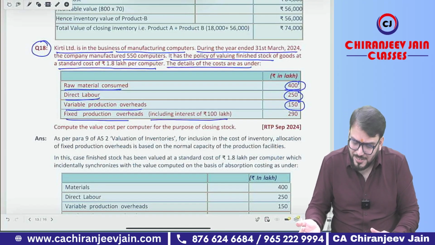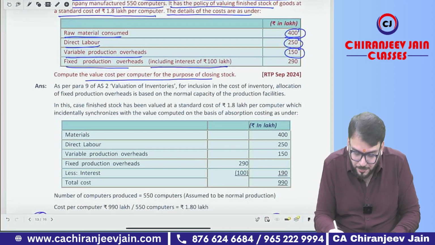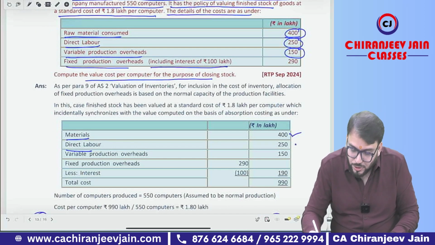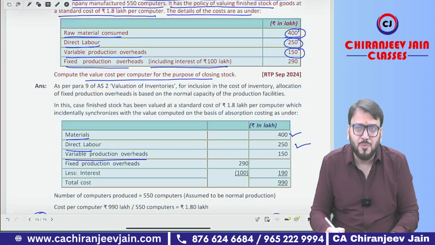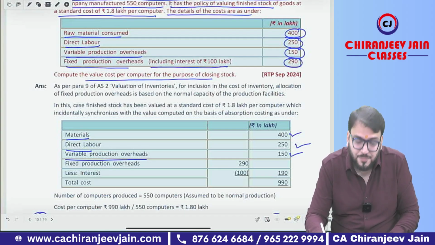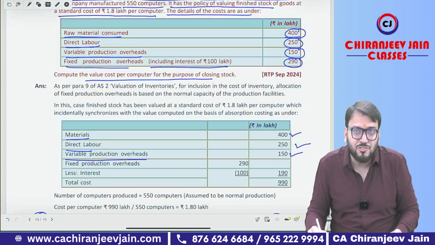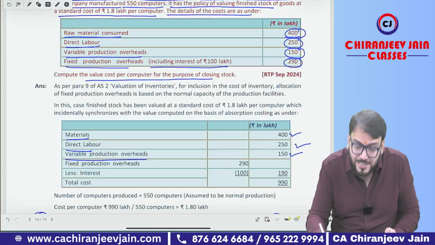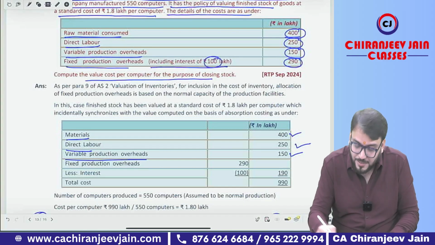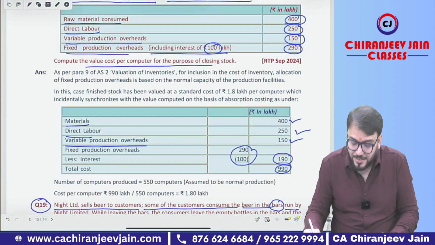This is very easy. I think no discussion required. Value per computer for the purpose of closing stock: material given 400, direct labor given 250, variable production overhead 150. Now 290 is fixed overhead because they have not given normal production. So we'll always assume actual production and normal production are same, and 290 will be entirely allocated. But from that we need to deduct 100 lakh. So 290 minus 100 becomes 190. That becomes 990 lakh.